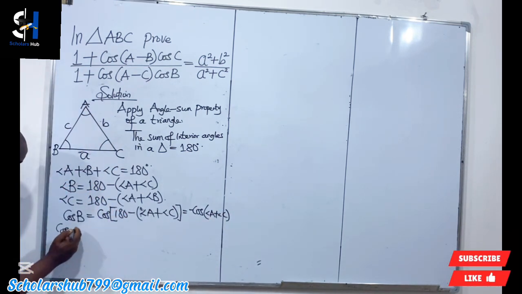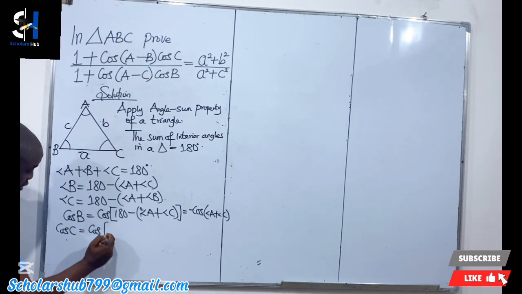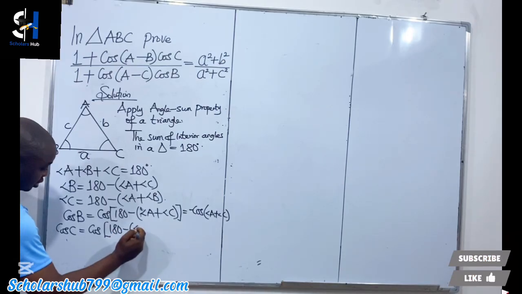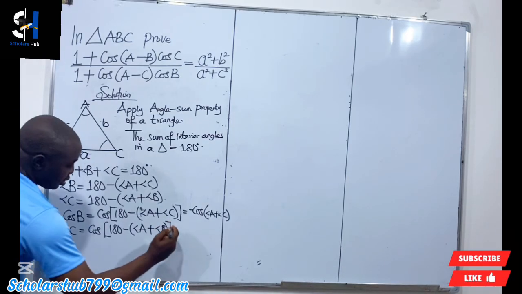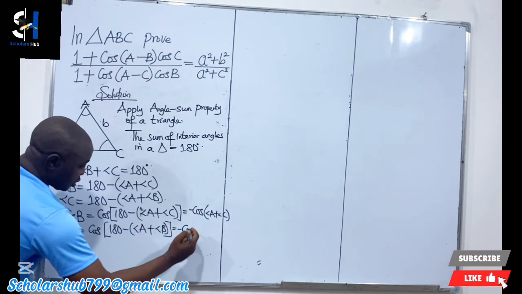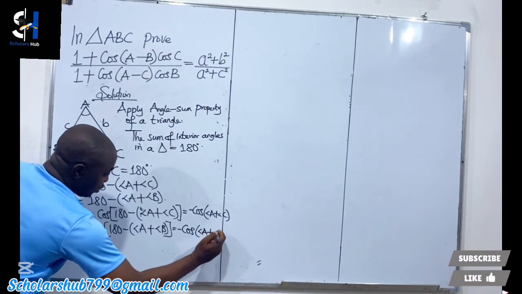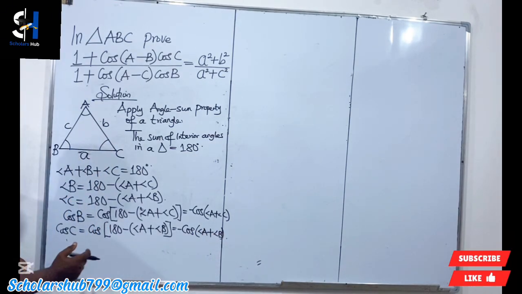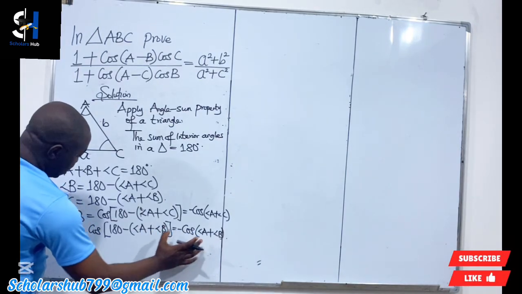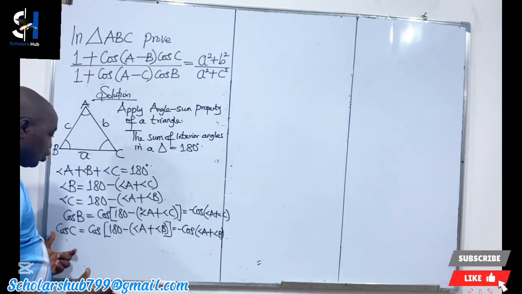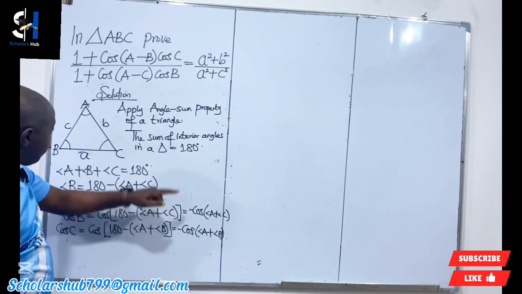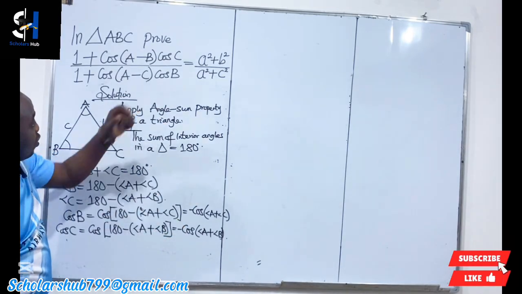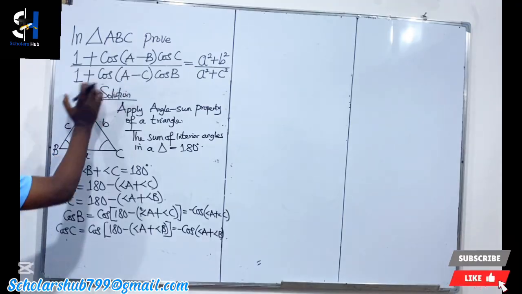Then similarly, do the same thing with angle C. For angle C, we are going to have cos[180 minus the sum of angle A and angle B], so this will be equal to negative cos(A plus B). Now that we have an expression for cosC and cosB, we're going to substitute this for cosB, and we also substitute this for cosC in what we have on the left hand side.